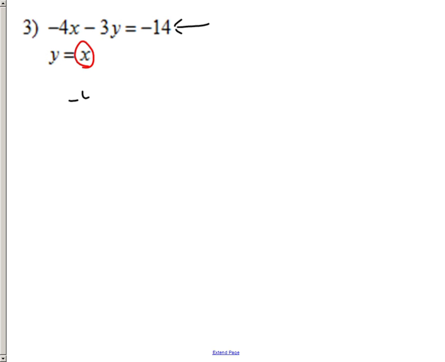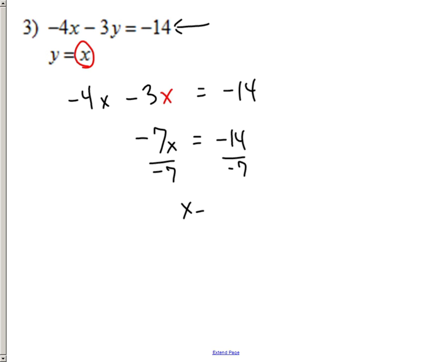So let's write down that first equation. -4x minus 3y equals -14. We said that y is equal to x. So this y I could take out and make it an x. All we have to do now is combine like terms and solve the equation. So -4x minus 3x is -7x. The -14 comes down. I divide both sides by -7.